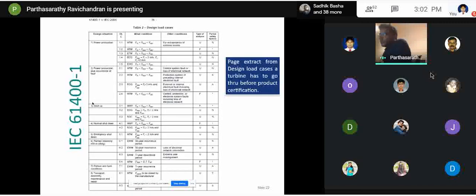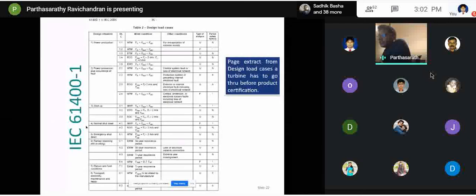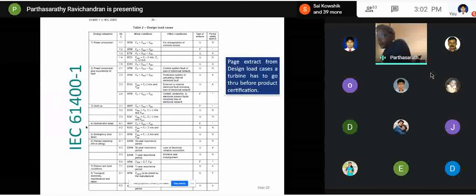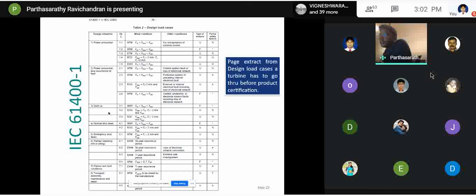As I said, there are many design load cases that a turbine has to go through, and this equally affects the design of the turbine. What you see here is an extract from the IEC guideline, where there are 8 different cases, like power production with fault, what happens in the startup case, a normal shutdown, emergency shutdown, or when it is just idling, or when it is only parked. So I can explain a little bit what exactly each column is.